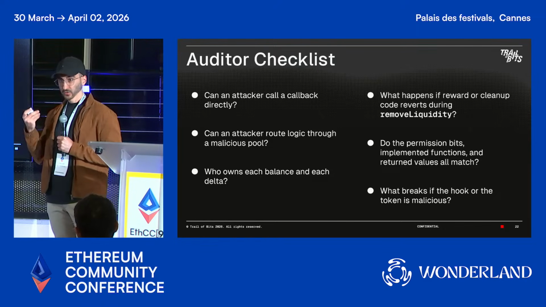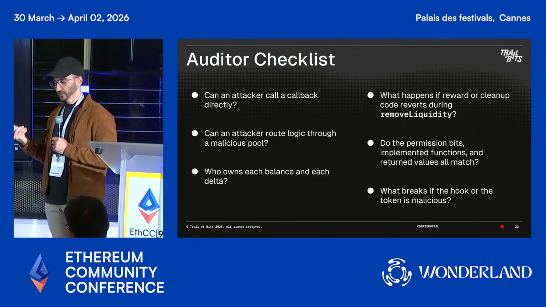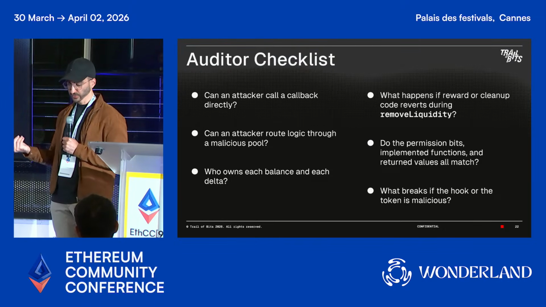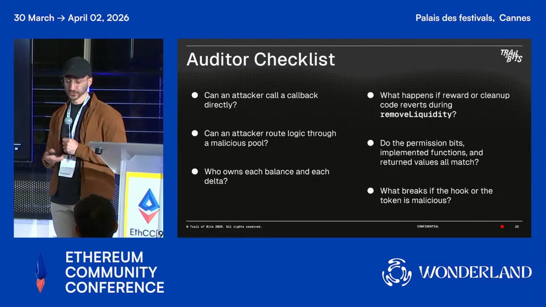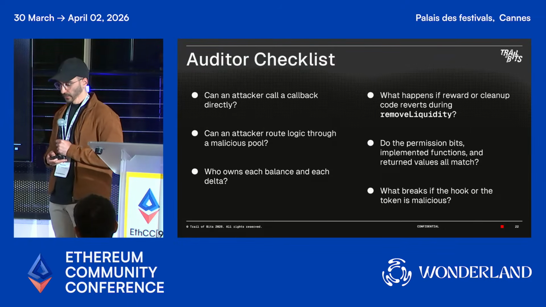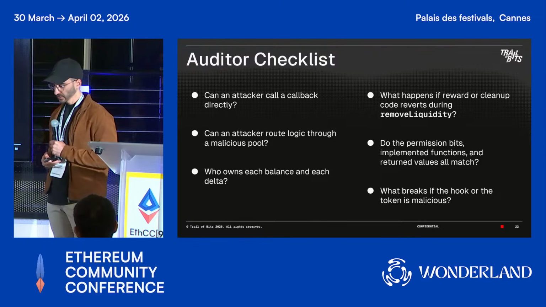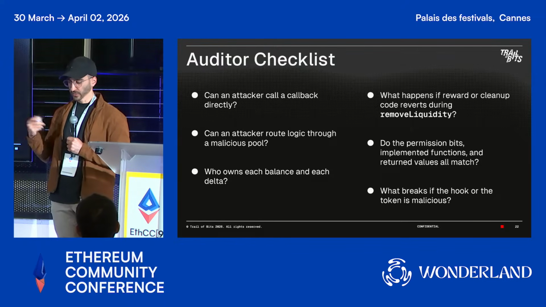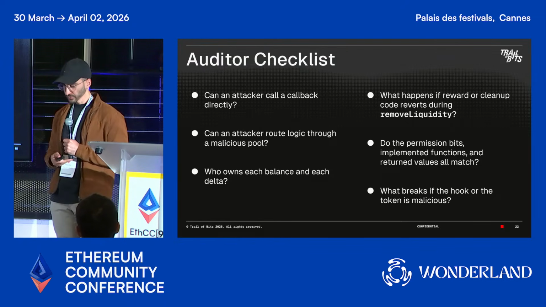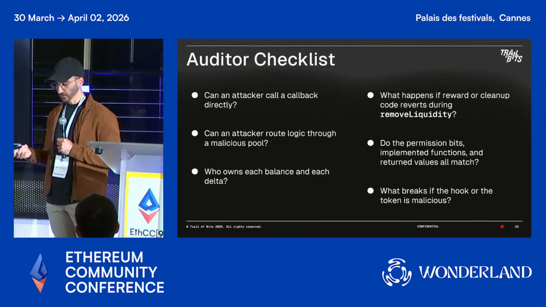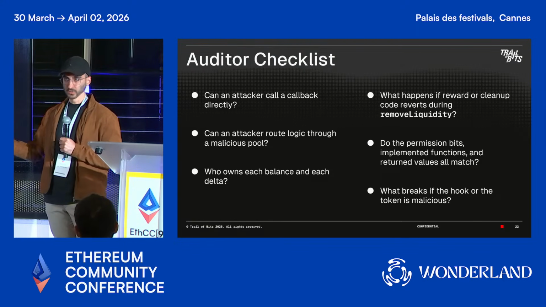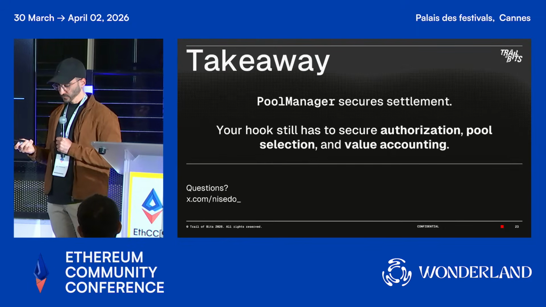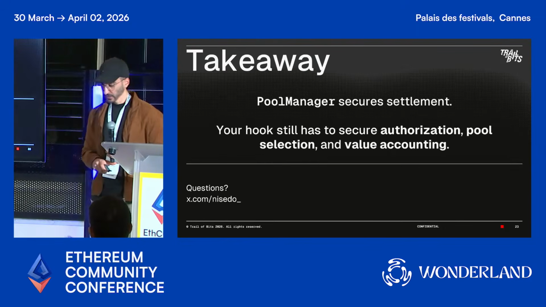Can I make a peripheral path revert and so DOS the hook entirely, for example the remove liquidity, which is of course the main user flow that should never revert, under wrong assumptions I would say. Are the permission bits nicely implemented? Do they have the right function, the right return values? And what breaks if I can make the hook interact with a pool that is not trusted, with, for example, some malicious token? And so this is the takeaway.